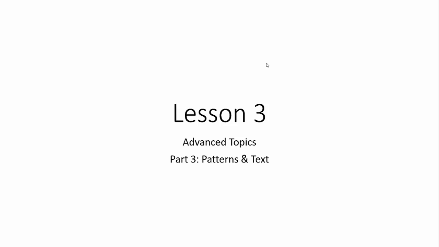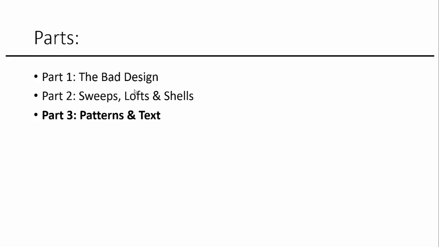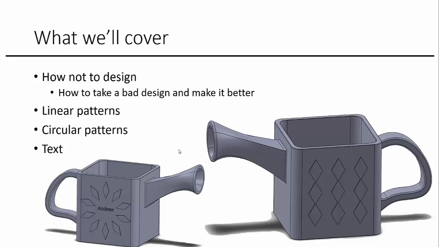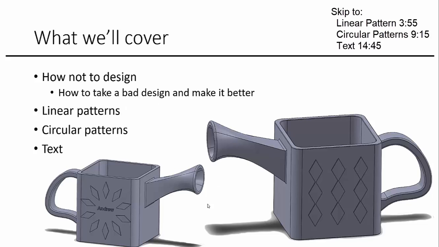Welcome to lesson 3, advanced topics. This part's patterns and text. In the last part, we used our knowledge of sweeps, lofts, and shells to make a more elegant model of the bad design of a watering can. And in this part, we'll be using patterns and text to make the watering can a little bit more fancy looking. So we have patterns of little diamonds and such. We'll be using linear and circular patterns, and we'll add some text.